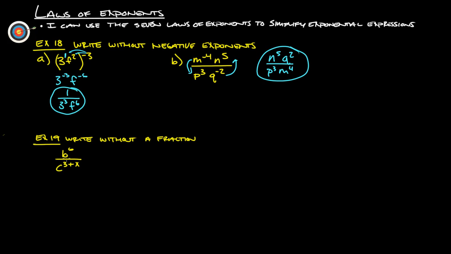Write this without a fraction: b to the 6 over c to the 3 plus x. So again, bases are not the same. We can't simplify those that way, but we can leave b to the 6 on the top, and then this c to the 3 plus x is going to move to the top, so it's going to be c to the negative 3 plus x. So we could write it like that, or we could write it as b to the sixth, c to the negative third, minus x, because we're just going to distribute this negative to both of those parts as well. So this is probably our better answer there.